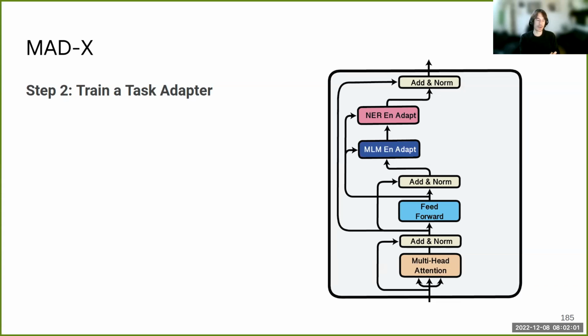So what we're going to do is put our English adapter into the structure, pass the information to the English adapter, and then put a dedicated NER task adapter on top of the English adapters, so that we actually do multilingual processing via the base model, English-oriented processing via the English adapter, and then learn supposedly language-agnostic knowledge and store it in the named entity recognition adapter.